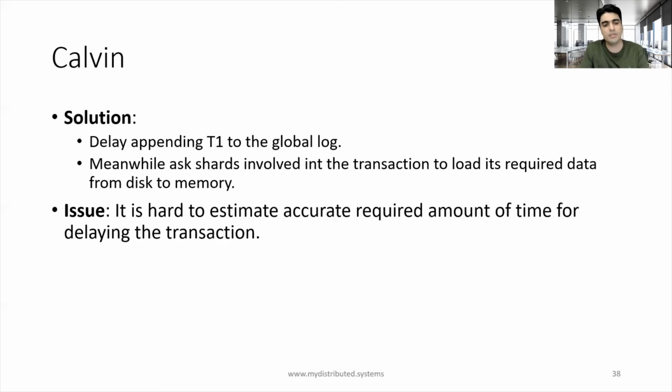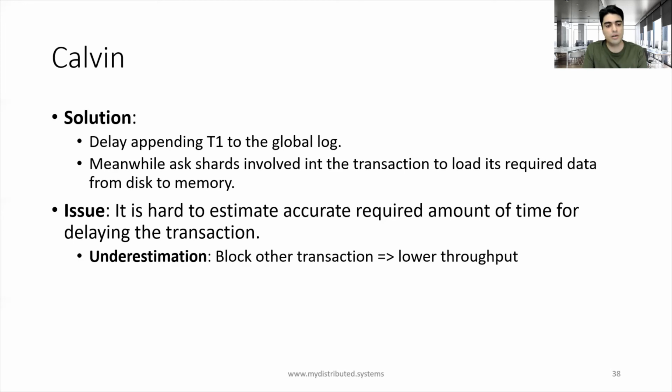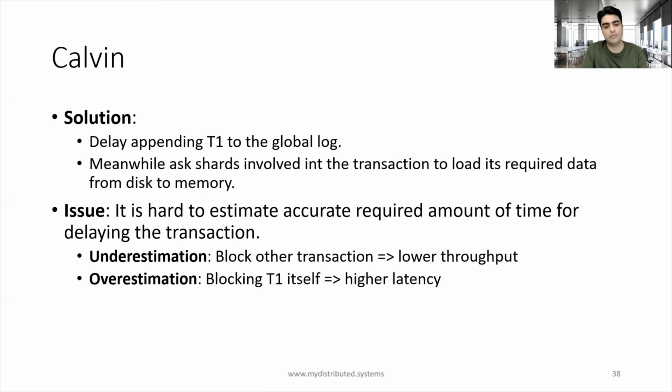But the issue is that it is very hard to accurately estimate the amount of time for delaying the transaction, right? So in practice, we either underestimate the required time, so when we want to actually execute T1, the data is not ready in memory, and then we block, which results in lower throughput, or we overestimate that time, and this way we block T1 itself, and this results in higher latency.